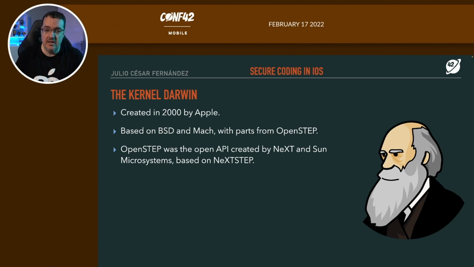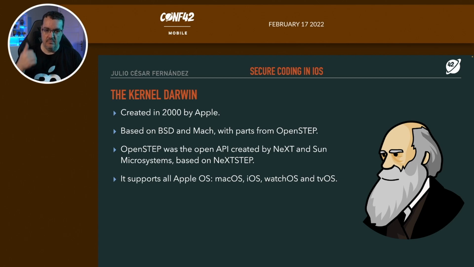Because NeXT Computer was not solvent in a financial way, Steve Jobs thought about making an open API with OpenStep, with the possibility to work in Windows or even in Apple machines. And in this project, the result was OpenStep, and this is the core of the OS X operating system. It supports all Apple OS: macOS, iOS, watchOS, and tvOS, and maybe the next Reality OS, you know.